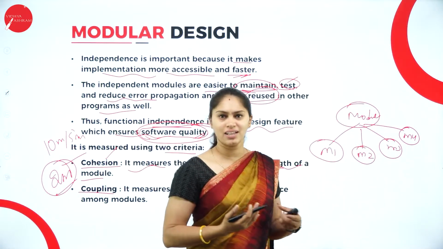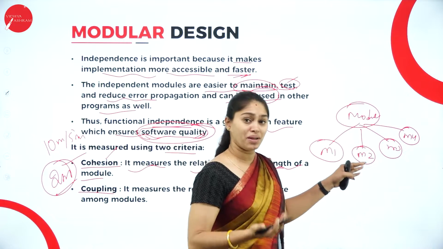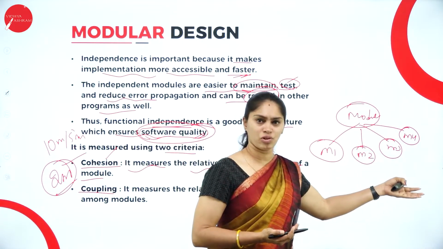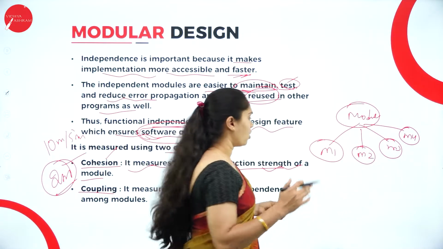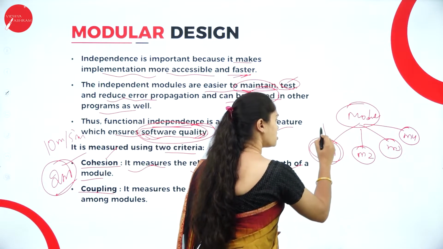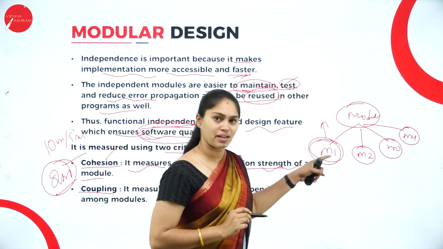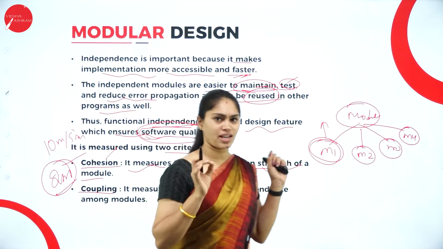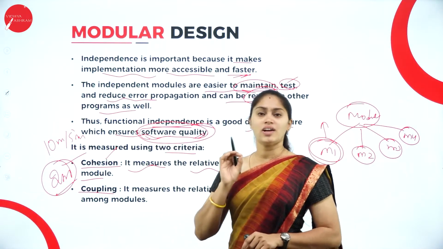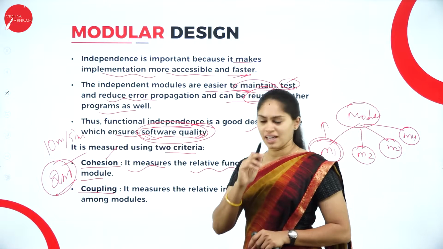We are not bothering in cohesion how it is going to communicate with M2 or M3 or M4. Mainly we are concentrating on the strength of this M1 independently. That is what cohesion is: it specifies the potential or functional strength of each module.